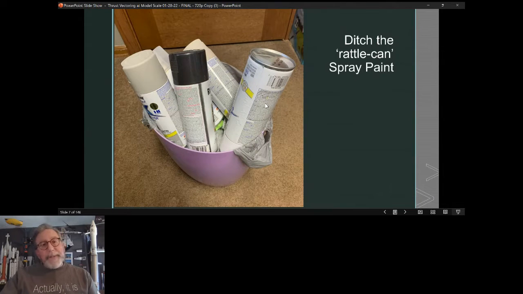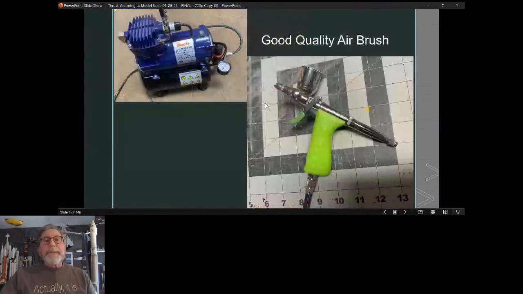One was ditch the rattle cans. I still do use them, but ditch the spray paint and get a good airbrush, which I did, and fell in love with this thing. If you're a serious modeler, you've got to have an airbrush. You can custom mix paints. The finish is much better.